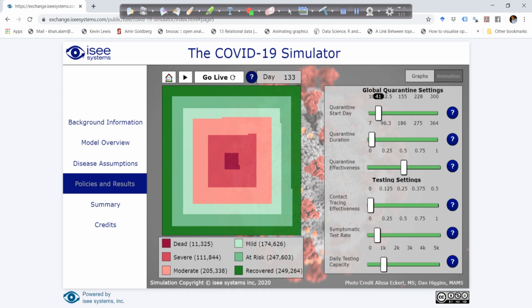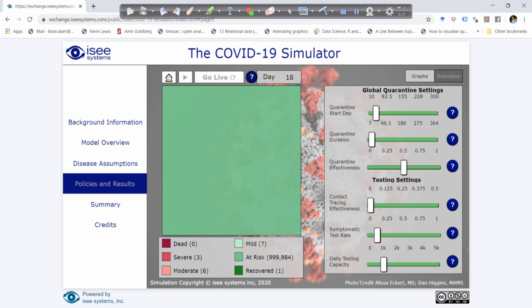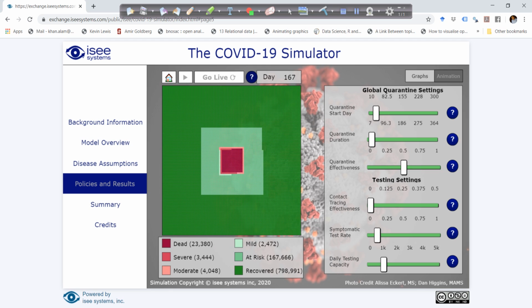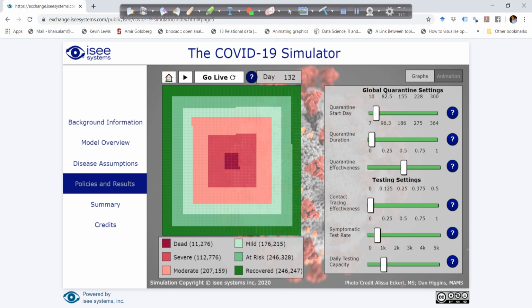Suppose in a month's time, how does this change? So let's move our slider to here and repeat this. As you can see, the spread is still high, and yet there is a first slowdown, which basically means that the medical systems in the country would have some time to respond.